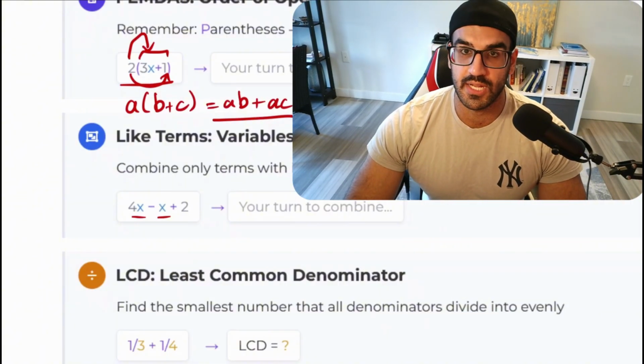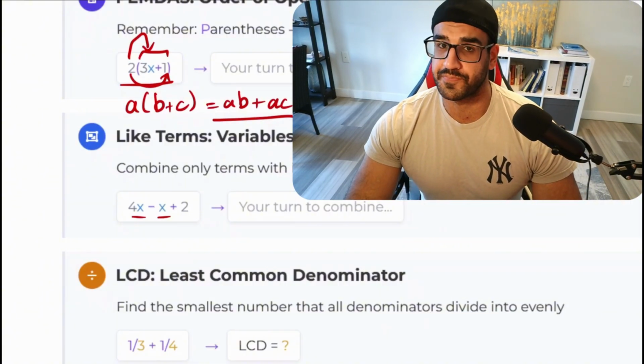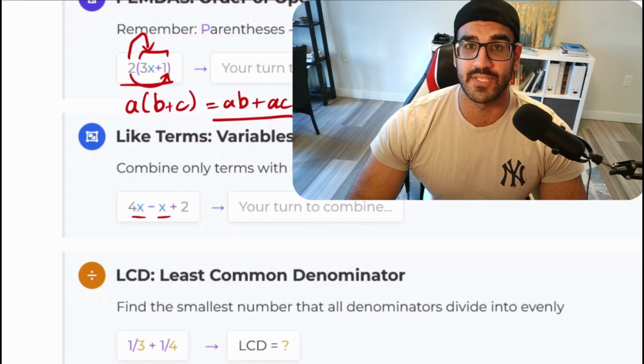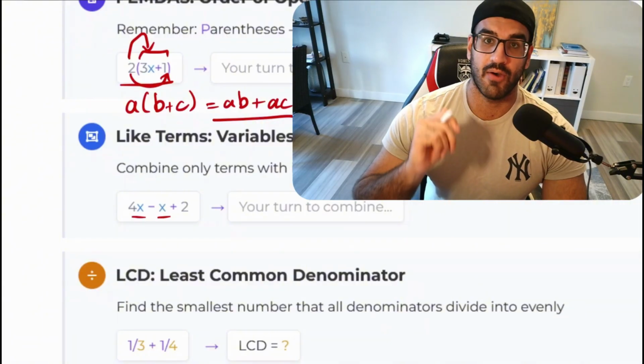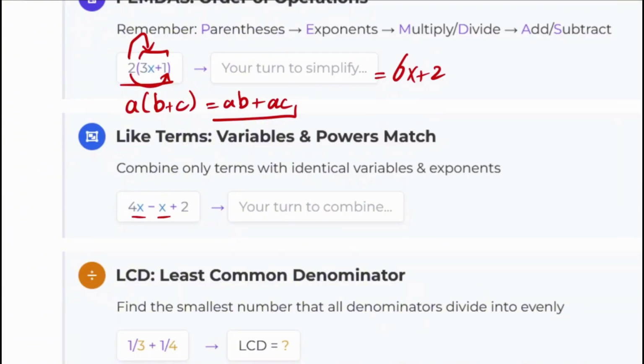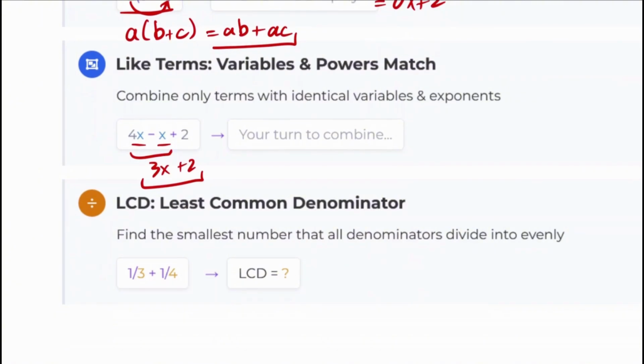So 4x subtracted by x plus 2, how can I simplify it? Obviously, 4x and x are like terms. Why? Because they have different coefficients, but they have the same variable with the same power. Remember, this is very important. So 4x subtracted by x is equal to 3x. What about 2? As I just told you, 2 is not like the x itself, so I'm going to leave it the way it is.